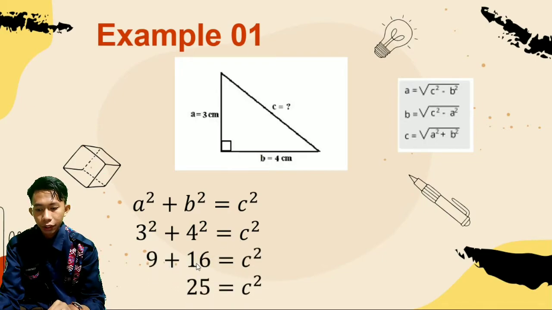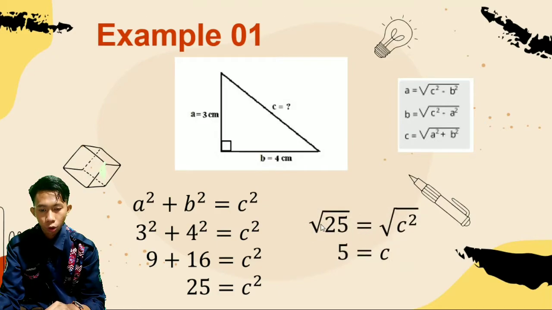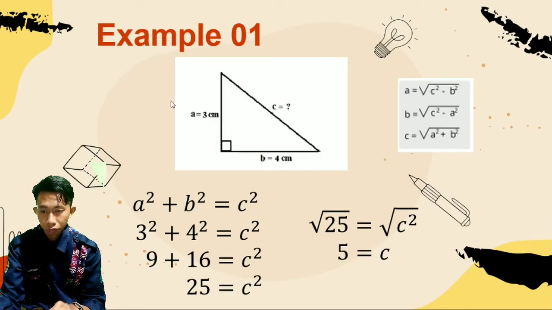And 9 plus 16 is 25. 25 equals C squared. So if you want to know the value of C, we should put the square root on both sides. So we get the square root of 25 equals the square root of C squared. 5 equals C. So the value of C is 5 centimeters. So it will be called the 3, 4, 5 centimeters triangle.